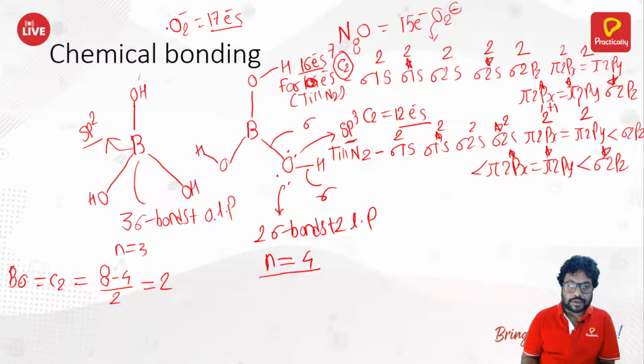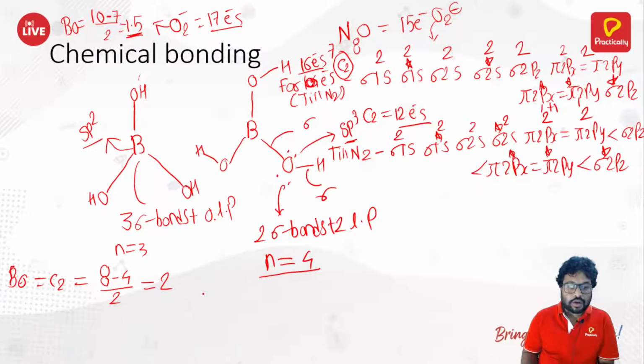So what is the bond order for this O2 1 minus? How many electrons are there in the bonding? 2, 2, 4, 4 plus 2, 6, 6 plus this 4, 10. So 10 electrons are there in bonding. How many are there in anti-bonding? 2, 2, 4, 4 plus this 3, 7. So 10 minus 7 divided by 2, 3 divided by 2 is equal to 1.5.